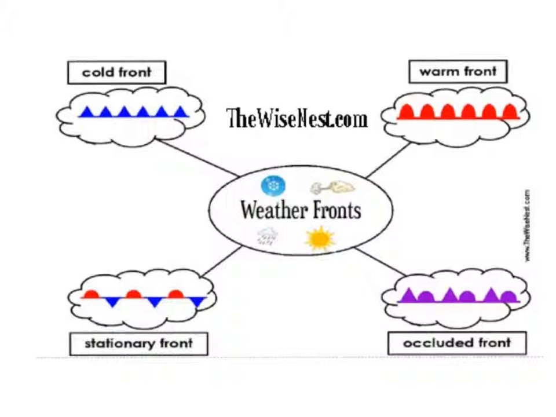In this lesson, we'll learn about the four types of weather fronts. We'll learn about cold fronts, warm fronts, stationary fronts, and occluded fronts.